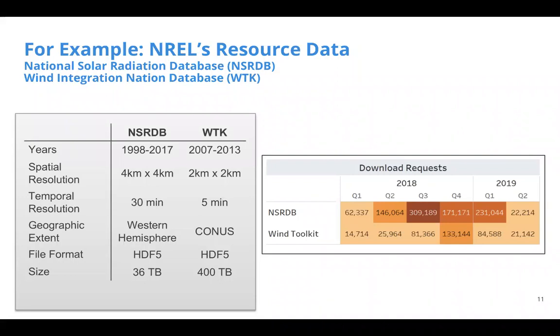The NSRDB covers about 20 years of historical irradiance data for the Western Hemisphere. It's at 4 kilometers spatial resolution, 30-minute temporal resolution. It's about 40 terabytes on disk. The Wind Toolkit is even larger. It's 7 years of 2-kilometer, 5-minute wind resource data for just the contiguous United States. And in its raw format, it's about 400 terabytes.